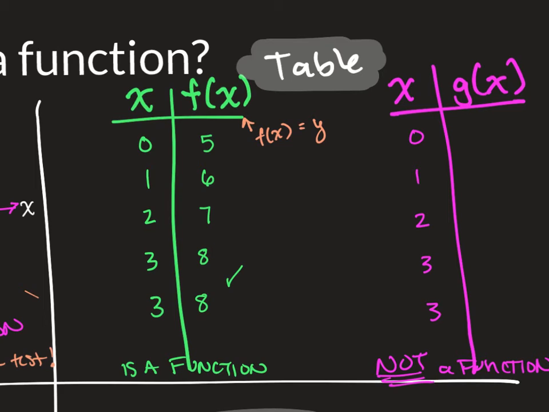Now let's say the same thing happens over here, but I go 5, 6, 7, 8, 9. Then, warning. What's happened is I input 3 and it said 8, and then I input 3 again, and this time it said 9. So you can't trust this thing. It's got 2 different answers when you ask it for 3. So this is not a function.